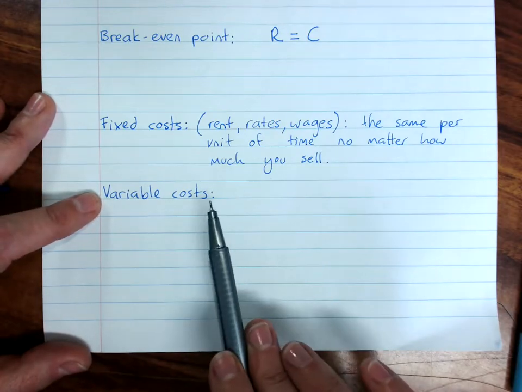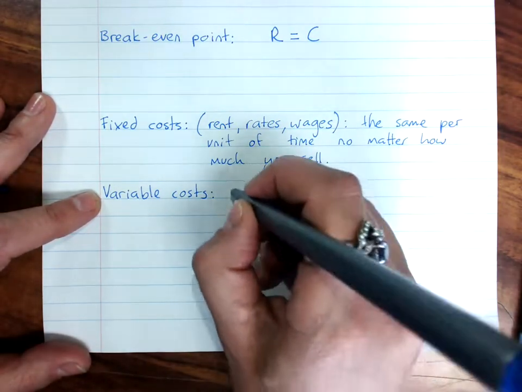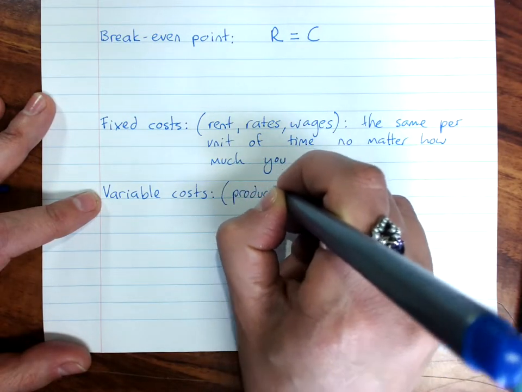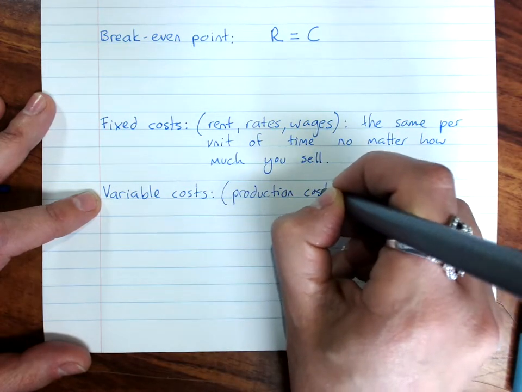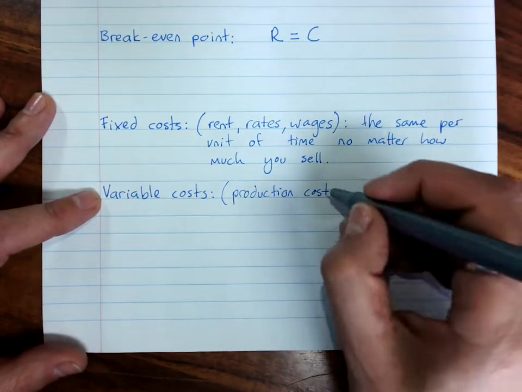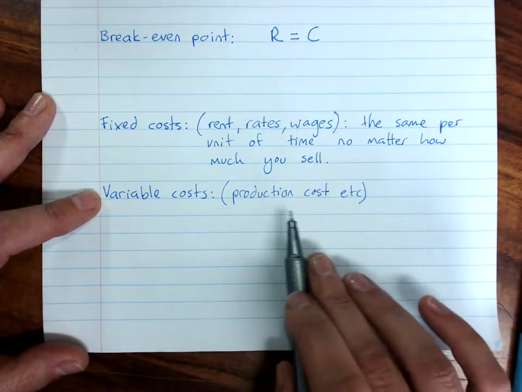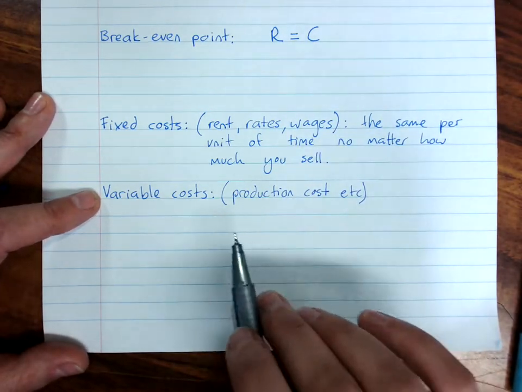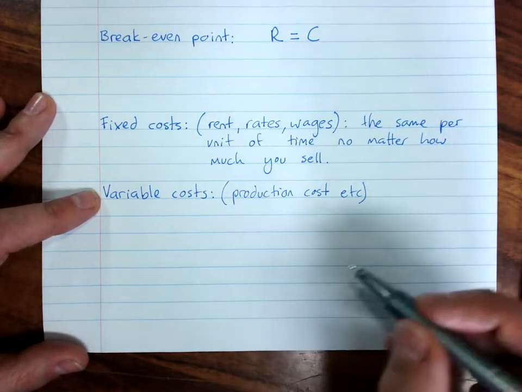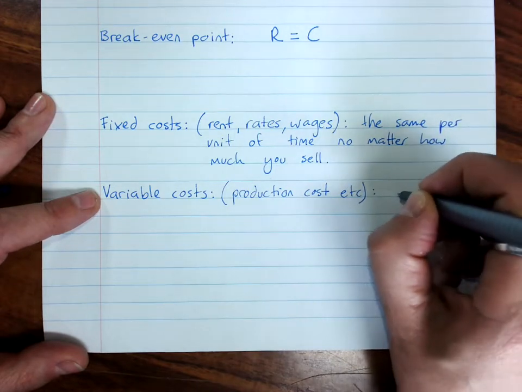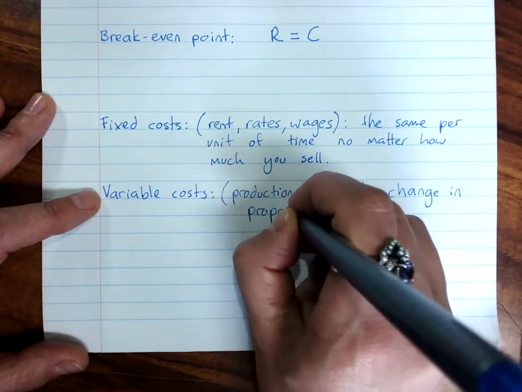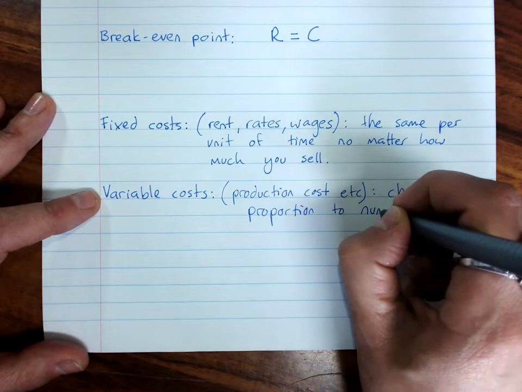Variable costs change in proportion to how much you sell. These are things like the cost to make the item, the production cost. Buying the item in order to sell it, or sales commission, etc. So this is, if I sold one thing, well, I had to pay to make that one thing. If I sold 100 things, I had to pay to make those 100 things, whatever they might be. And so these costs change in proportion to the number of units sold.